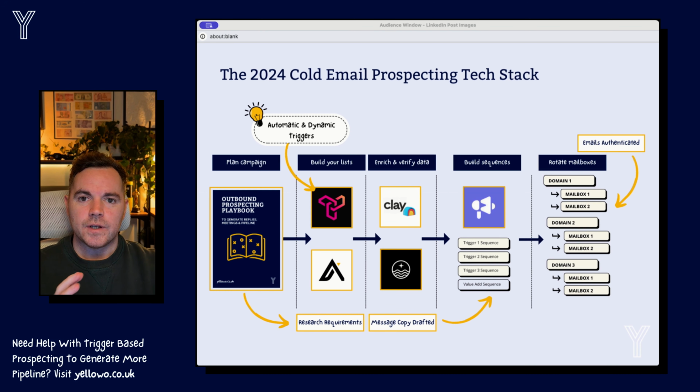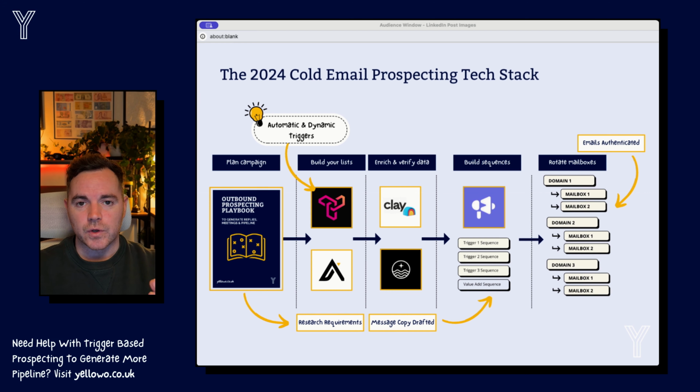I want to show you the 5-stage outbound prospecting tech stack that you will need if you want to land in the inbox in 2024. So in this video, I'm going to share the different stages that you need to go through. The first is that you need to plan your campaign.